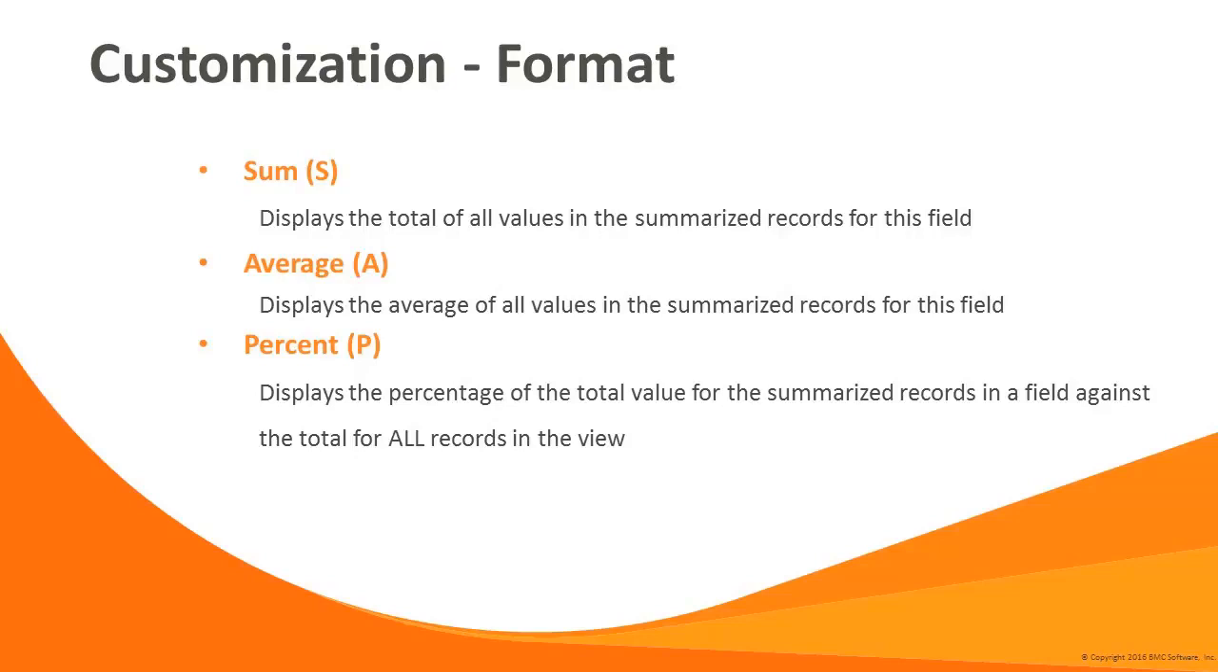The Sum summarization type will total all the values for a field in the summarized record. Sometimes this can be helpful, reporting total CPU used, for example. The Average summarization type displays an average of all the values for a field in the summarized record. This is the default behavior for numeric data. The Percent summarization type displays what percentage of the whole the summarized record has for this value against the total for all summarized records.